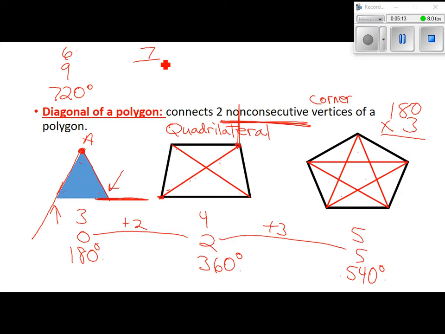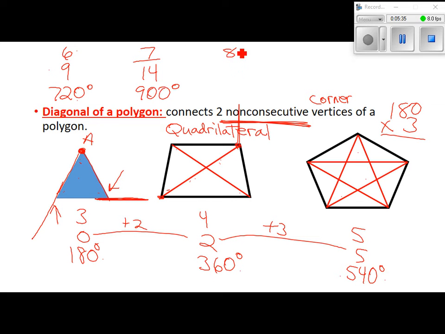For a 7-sided figure, we'd add 180 to this, and that gives us 900. So all 7 interior angles of a 7-sided figure add up to 900 degrees. As far as the diagonals go, we went up 4 the last time, so this time we'd go up 5, so it'd be 14.